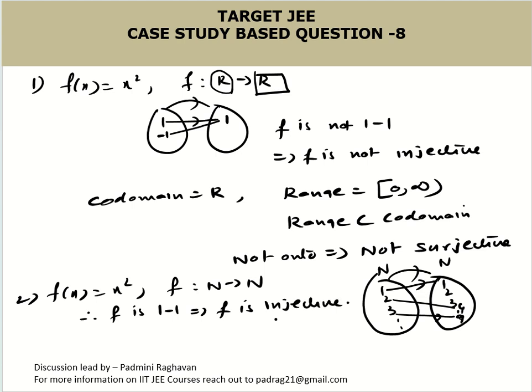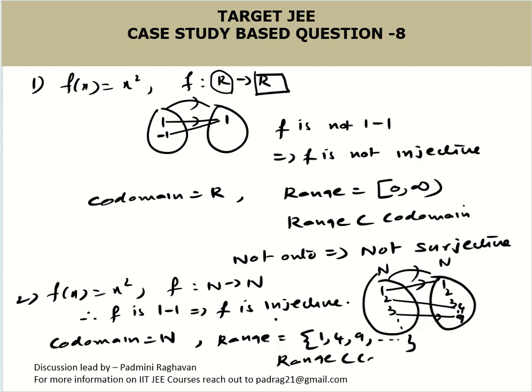Now, when we see the codomain, what is the codomain? Codomain is what they mention, nothing but all natural numbers. But what is the range? Range will not be all natural numbers. Square of 1 will be 1, square of 2 will be 4, square of 3 will be 9 and so on. So what do we understand from here? Range is a proper subset of codomain. That means the function is not onto. So it is not surjective. The function is not surjective.